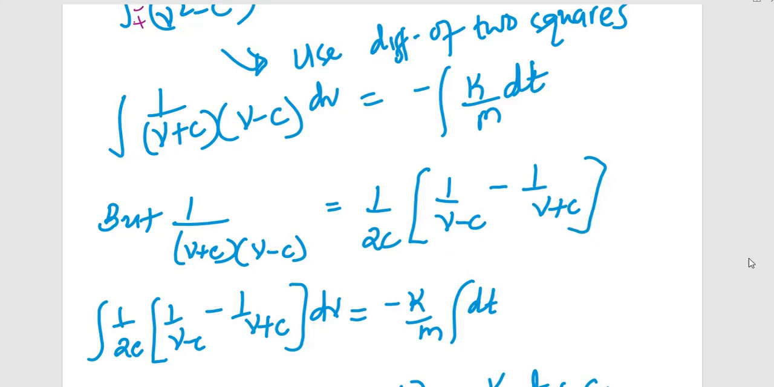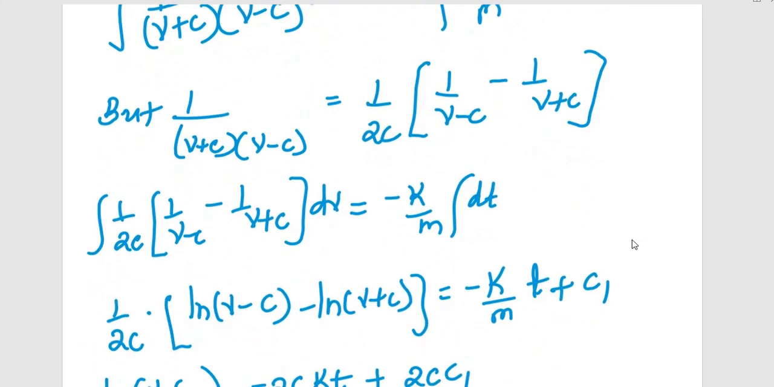So at the end of the day, I will just substitute this 1 over (v plus c)(v minus c) with 1/(2c) times (1/(v minus c) minus 1/(v plus c)).